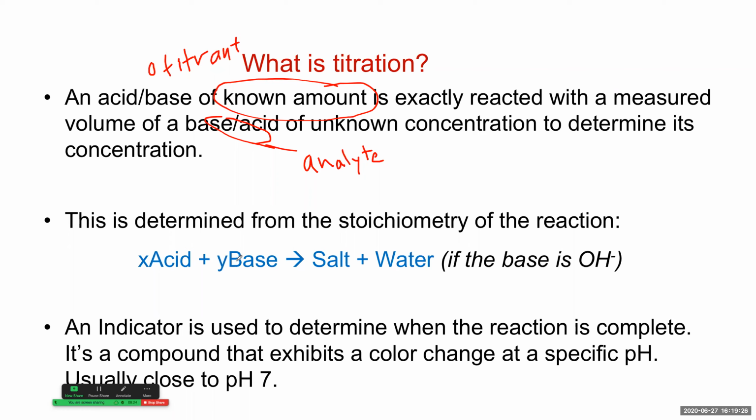If you start with a weak base and a strong acid, the conjugate acid of the weak base is indeed an acid. And so the pH is going to be a little bit on the acidic side at the endpoint. So you have to pick an indicator that's appropriate for the chemical reaction that you're running.